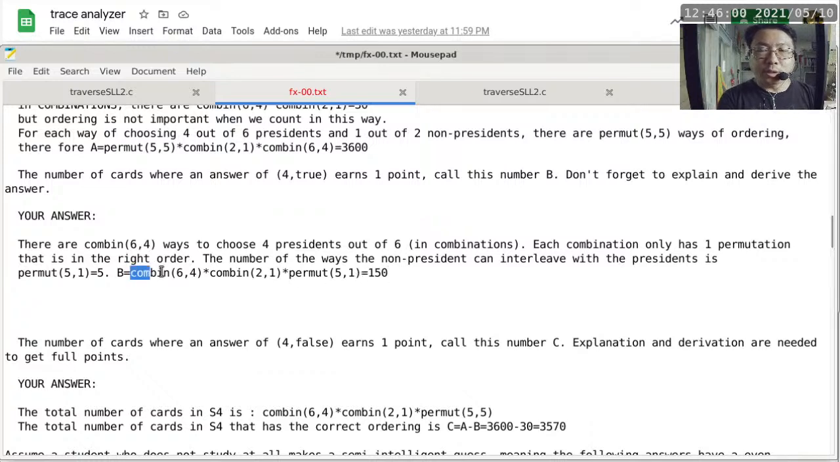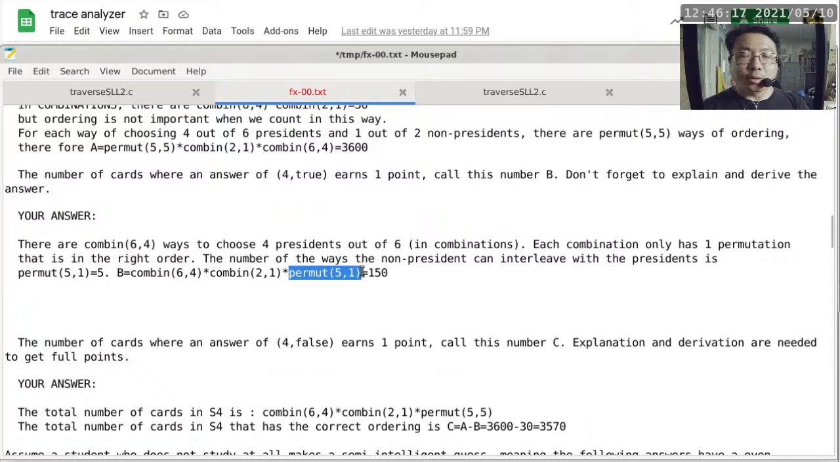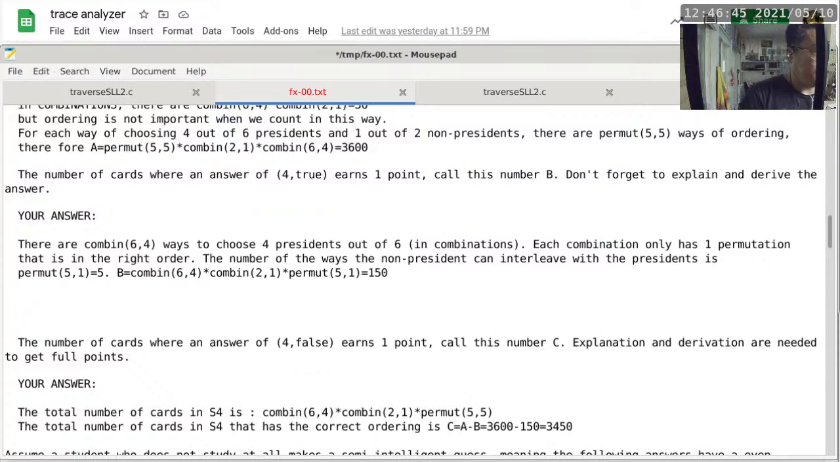So this is still giving me just the combination, but each time I have 4 precedents and 1 non-precedent, I still have to think of the way of interleaving the non-precedent within the precedents. That part is taken care of using the parameter 5.1, and that tells me how many ways I can interleave the non-precedent within the precedents, and that's why we have to multiply those two, so we end up with 150 in this case, which also means in this case it is 3600 minus 150, so we got 3,450.